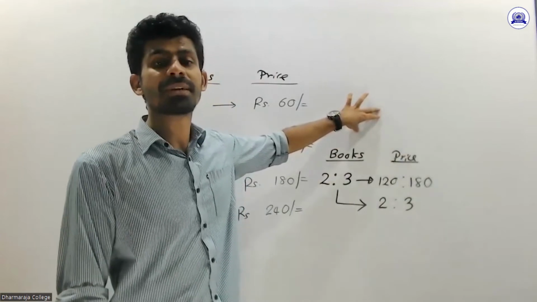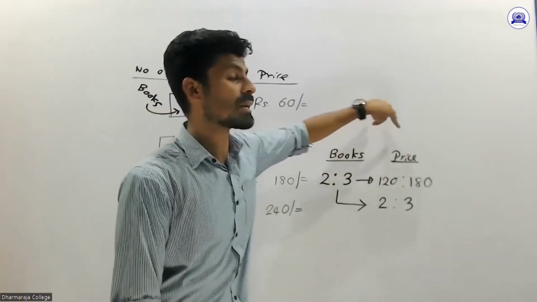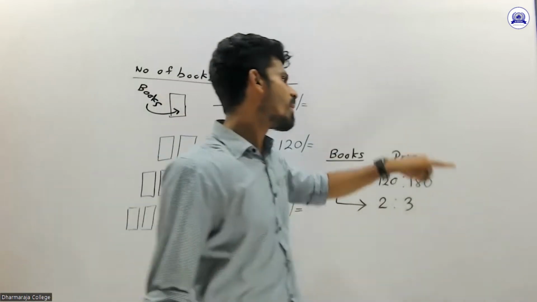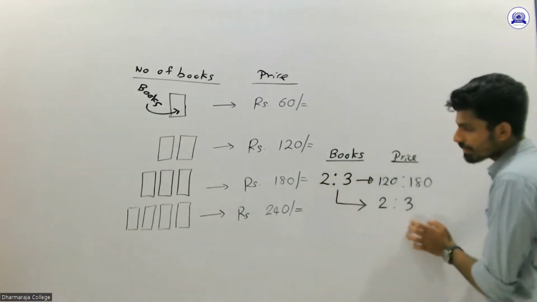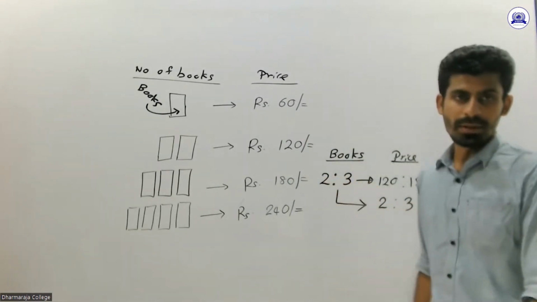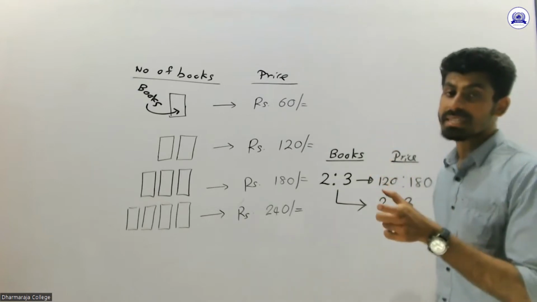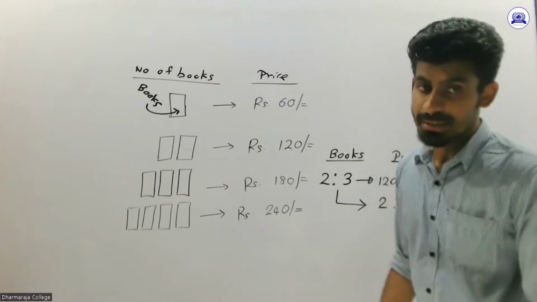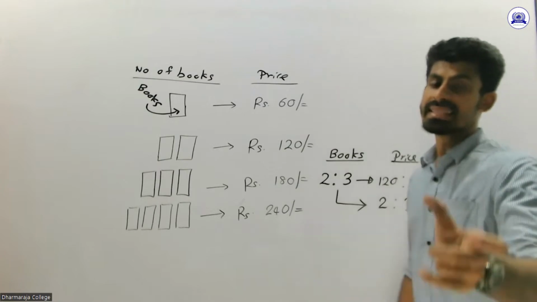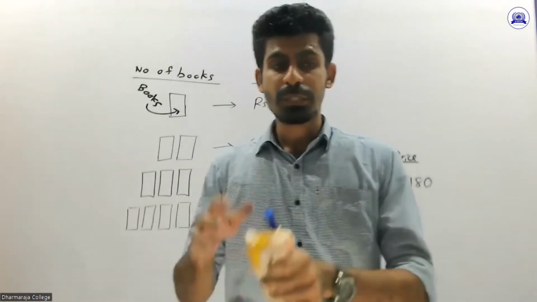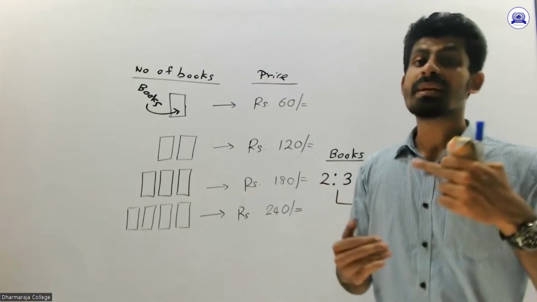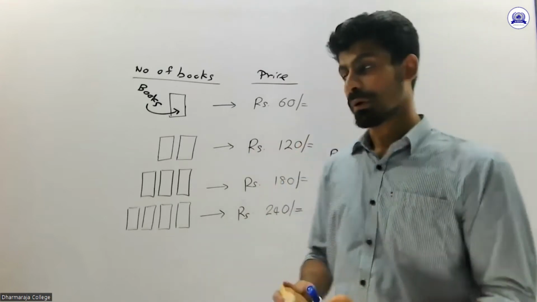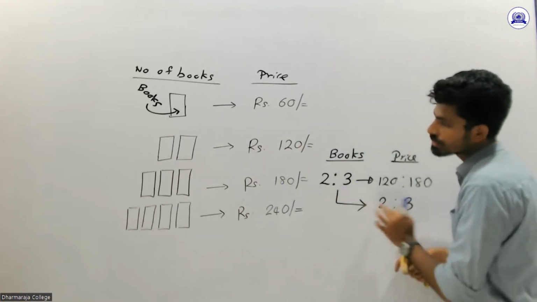Based on this example, a few ratios of different amounts of books and the ratios corresponding to prices are shown in the table. We have observed that those ratios are equal. Very important line: two distinct quantities are said to be in direct proportion if they increase or decrease in the same ratio. The ratio should be the same.